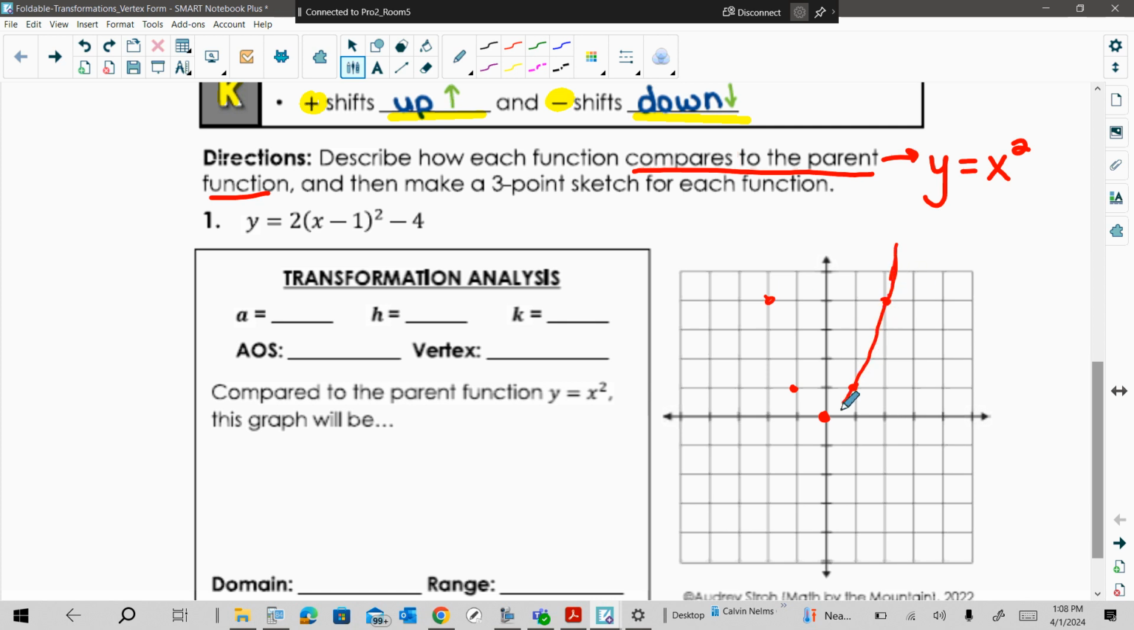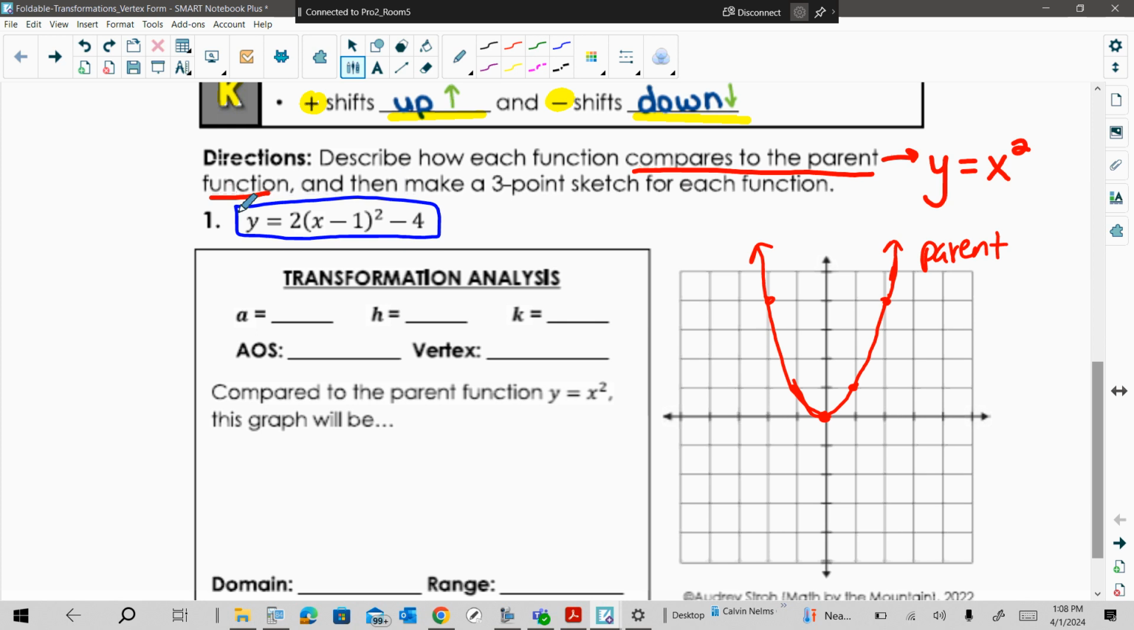All right, so we have our parabola. It's positive x squared, so it opens up. This is our parent. Okay, so what they want us to do is transformation analysis. Our new equation is going to be right here. This is the new one we're going to put into our calculator.